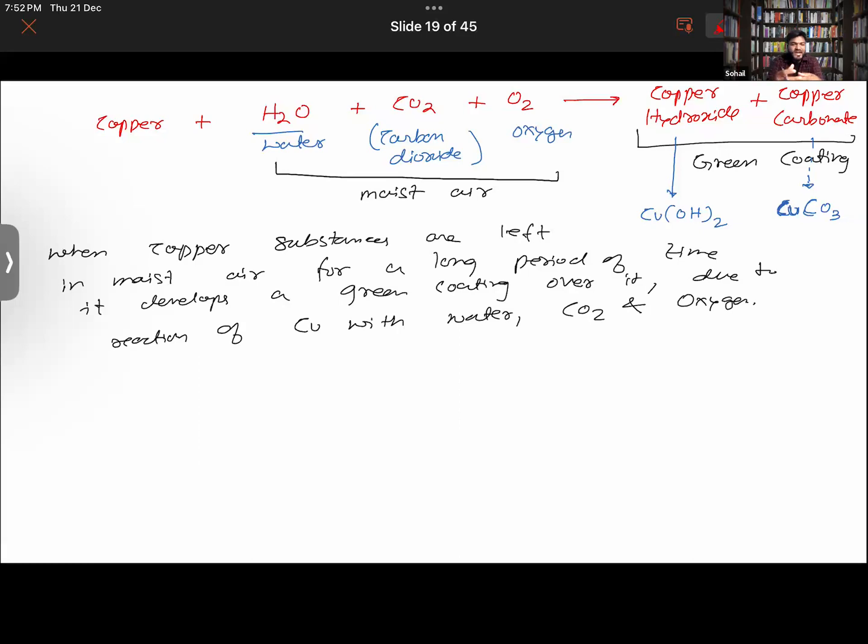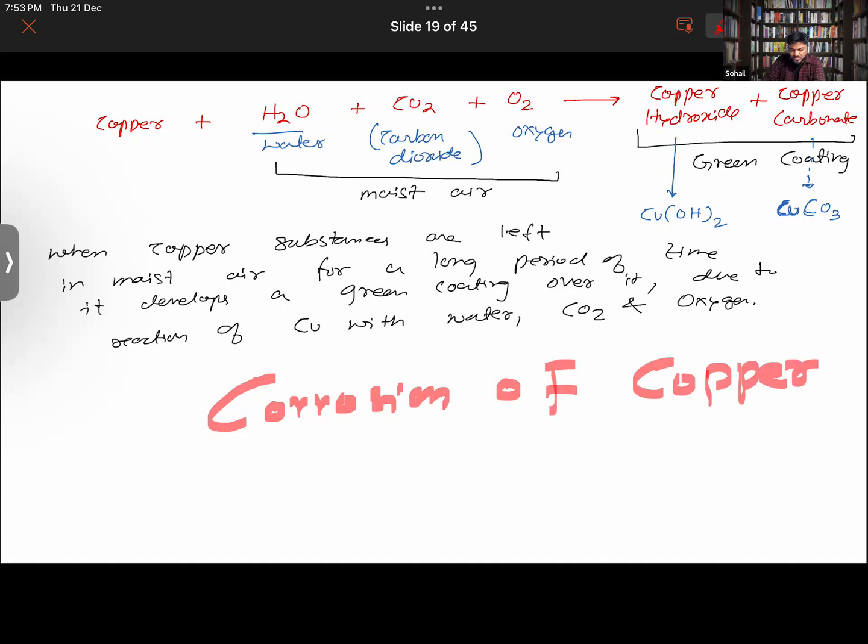Oxidation basically means addition of oxygen, and here oxidation is happening. No doubt in that. But along with that, it is reacting with water and carbon dioxide also. So this whole thing is called corrosion of copper.